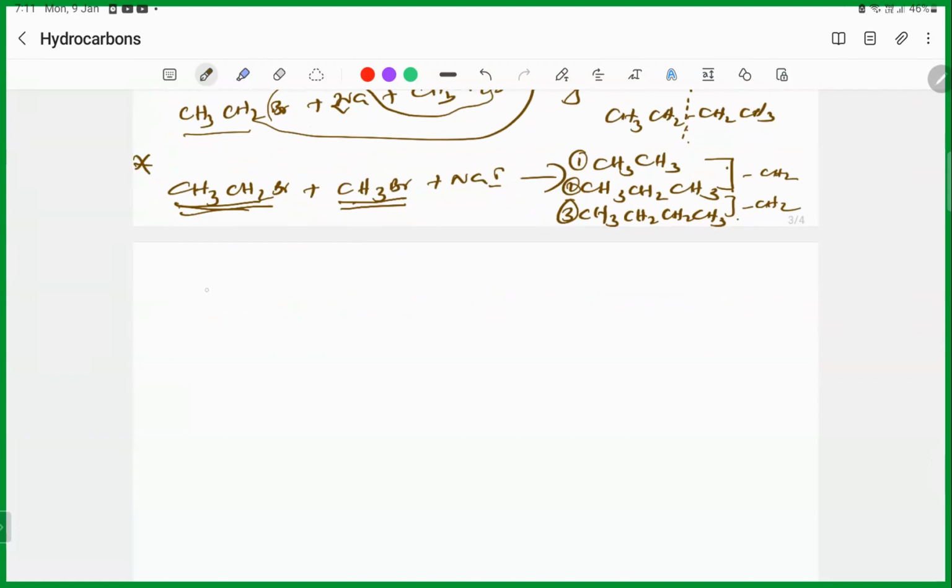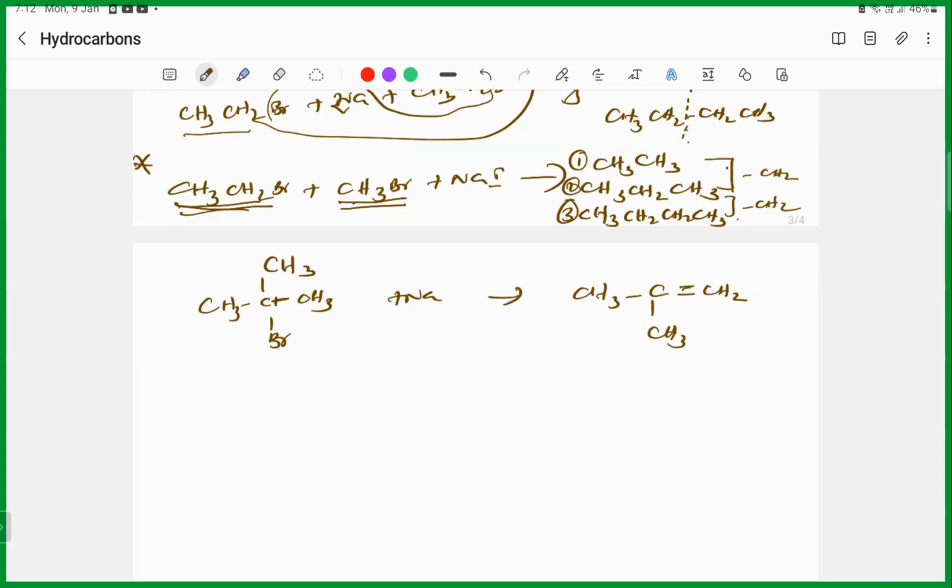And when you are using a tertiary halide, CH3, CH3, CH3, Br, tertiary alkyl bromide, in the presence of sodium, what will happen? It will give the alkene. You may expect that you will get the alkane, but instead of that, you will get the alkene. So this is the main drawback of the reaction.